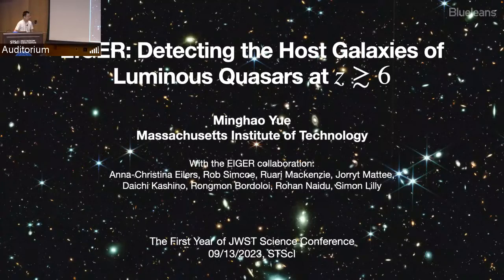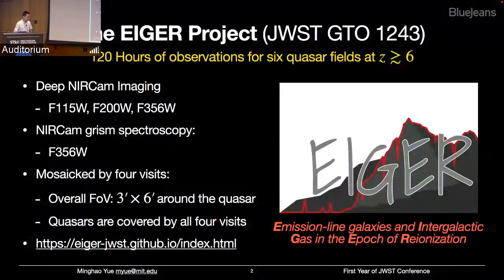So just a few words about the EIGER project. EIGER is a NIRCam GTO program that targets 6 quasars at redshift 6-ish and above. So we get deep NIRCam imaging as well as grism spectroscopy of the 6 quasar fields. This is just some basic information about the observations, for reference.